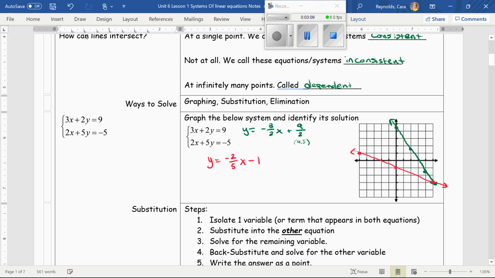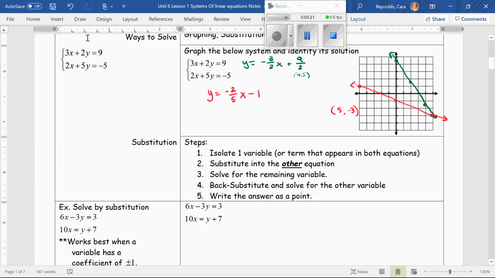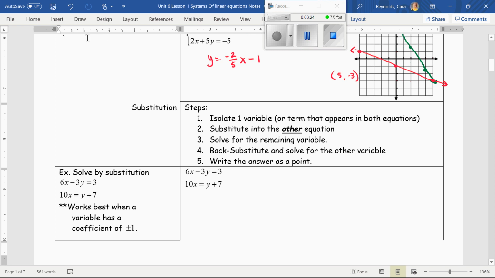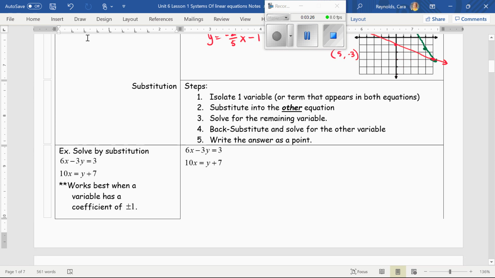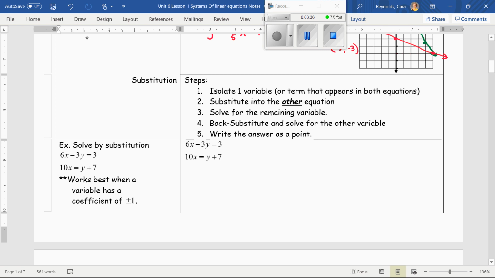Okay, it looks like this is our point of intersection, which is at 5, -3. But I would need to plug that into both of those to be sure of that. So a more reliable way to do this is to solve by substitution or elimination. For substitution, you are isolating a variable, so solving for y or x like we did up here, and then substituting that into the other equation so that you have just a single variable equation that you're solving for. And then you can solve from there.